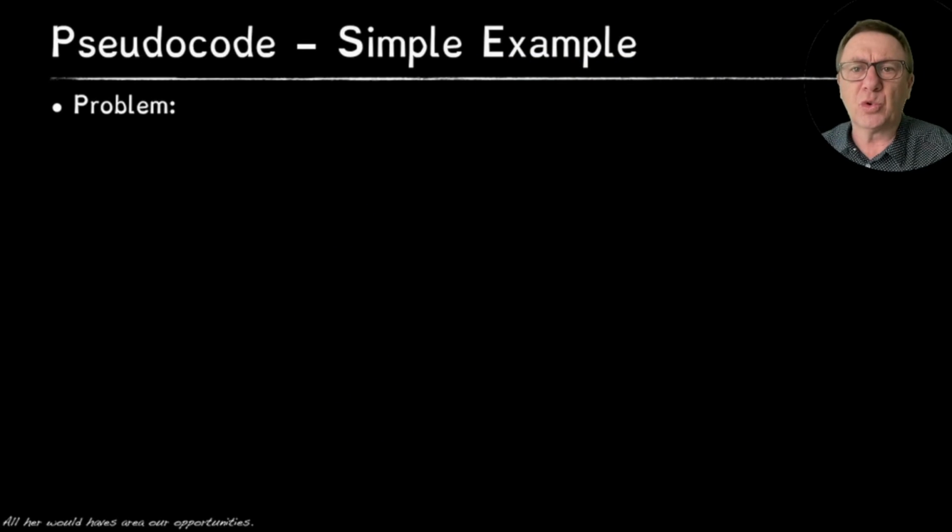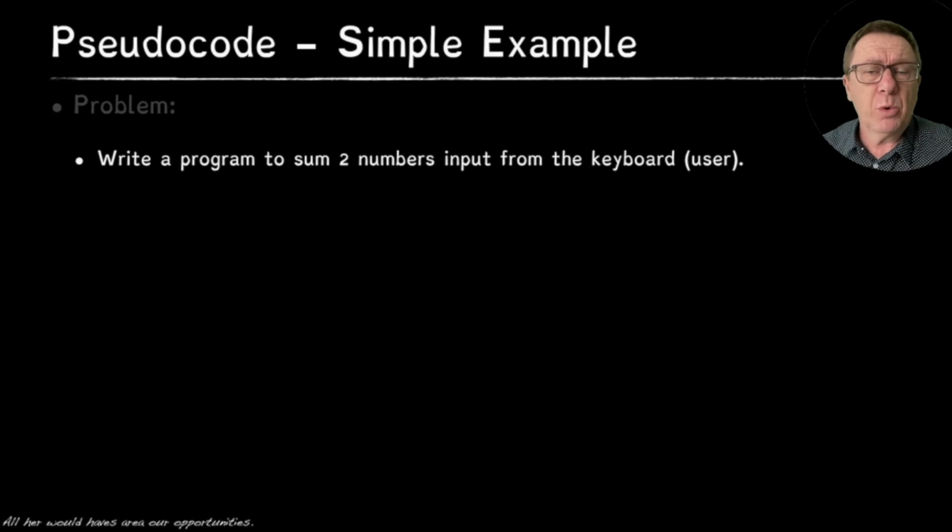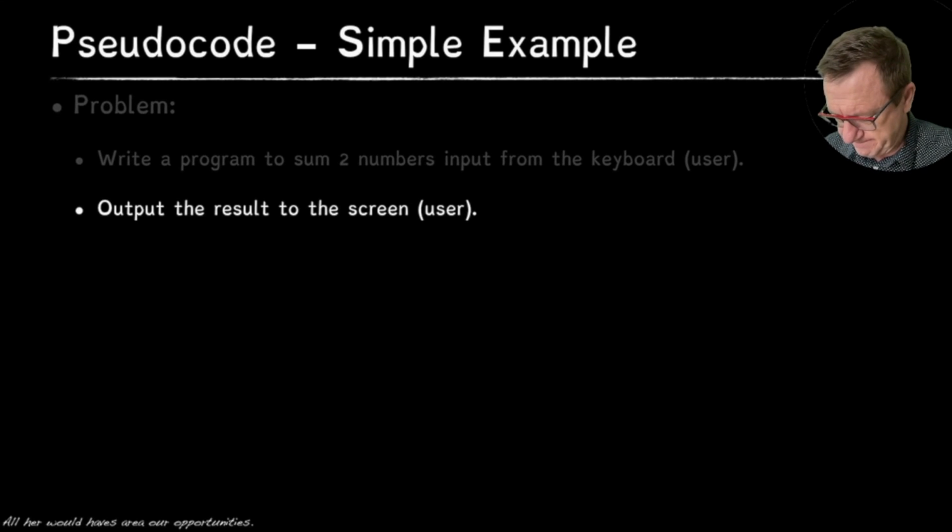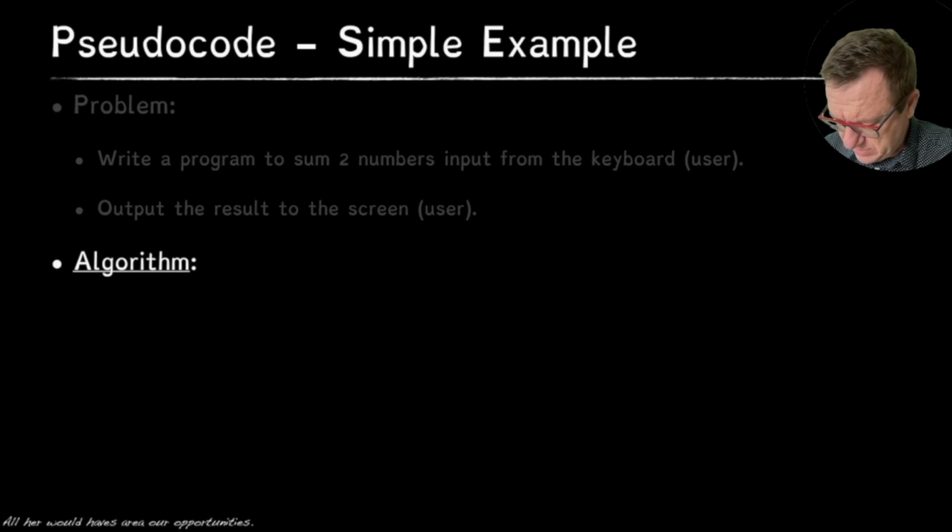So let's have a look at some really simple pseudocode. Okay, what are we going to do? Well, we've got to write a program to sum two numbers that come in from the keyboard. All right, that's pretty good. And we're going to output the result to the screen. Okay, we can do that.